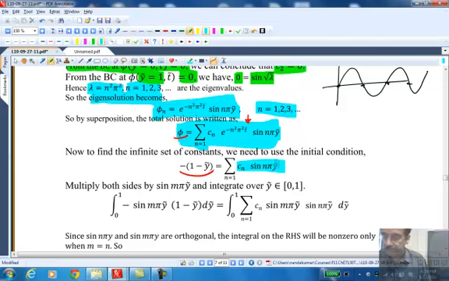You're probably seeing it in your math course too now, right? Have you seen that yet? Not yet. Okay. But you're familiar with orthogonality of vectors, right?